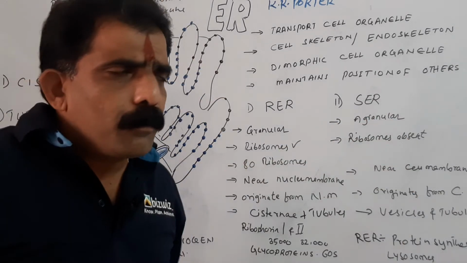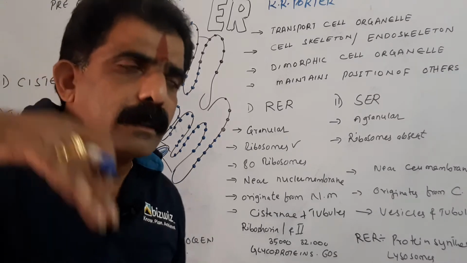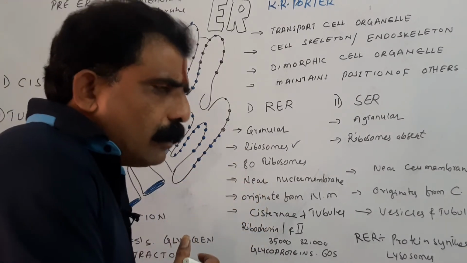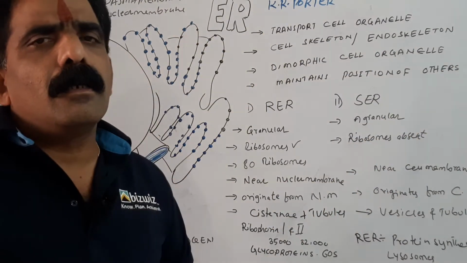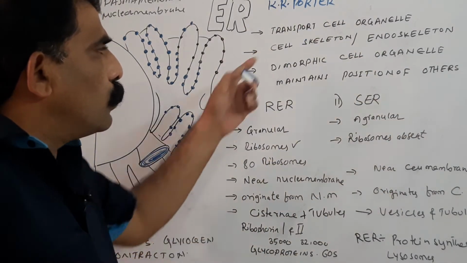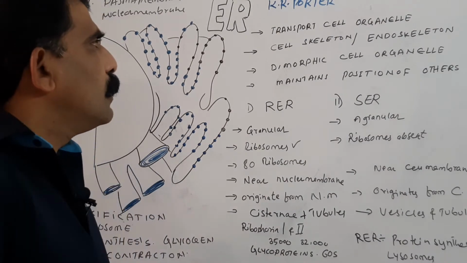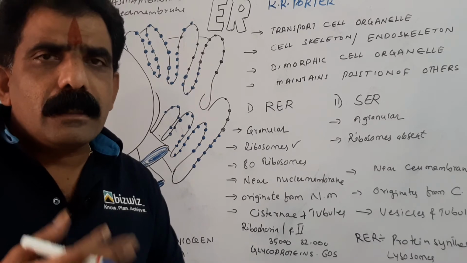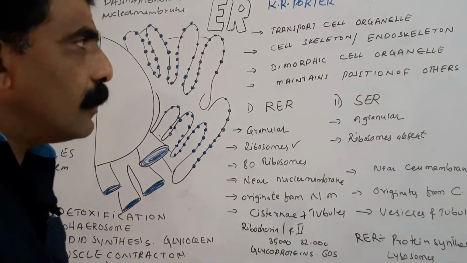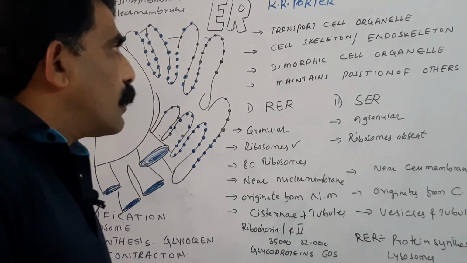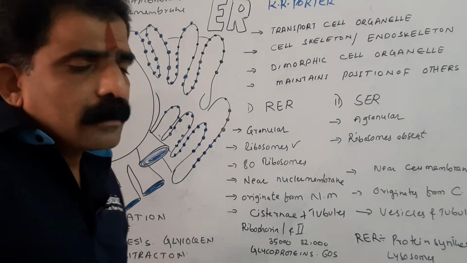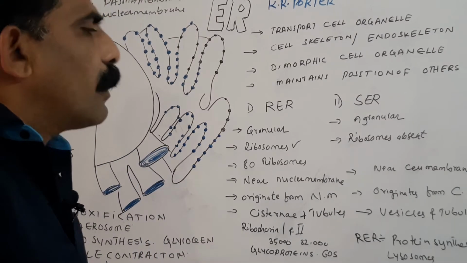As it is spread all over the cell, it is involved in intracellular transport. From one part of the cell to another part, materials can be diffused and transported through this endoplasmic reticulum. Hence, this is said to be an intracellular transport cell organelle. Within the cell, materials are transported.